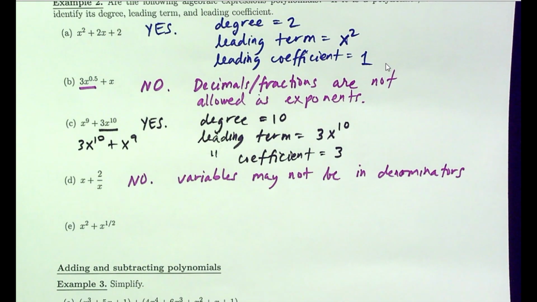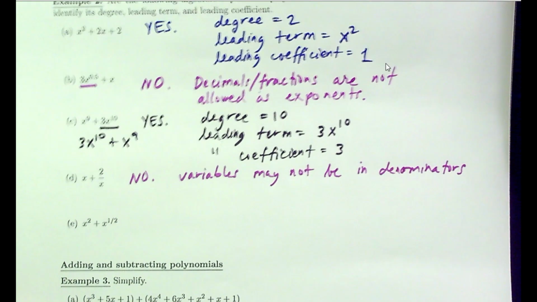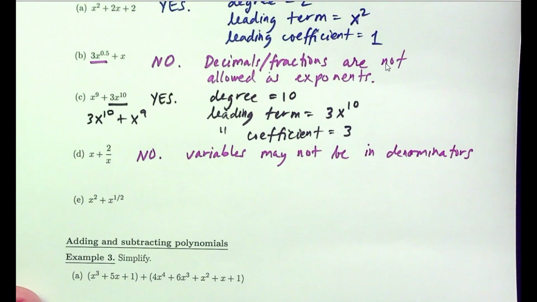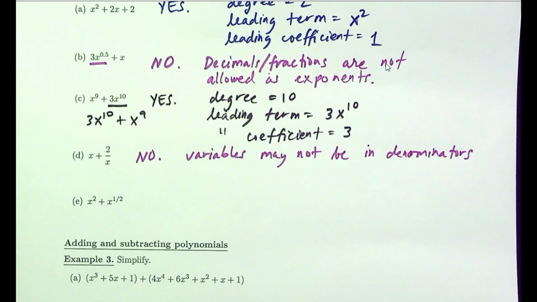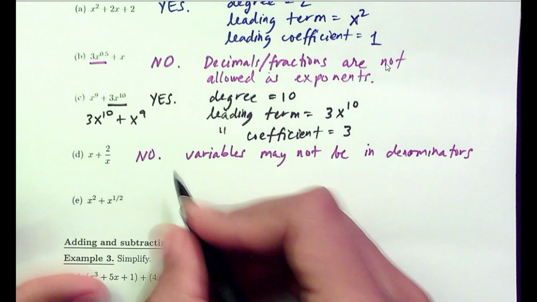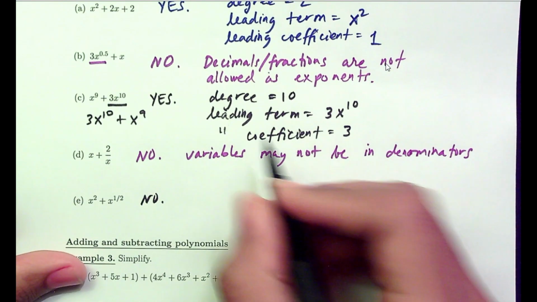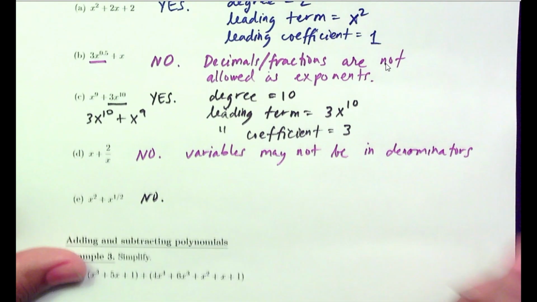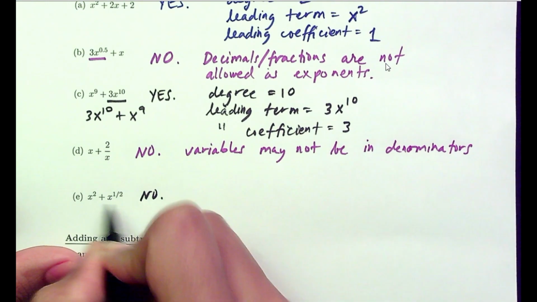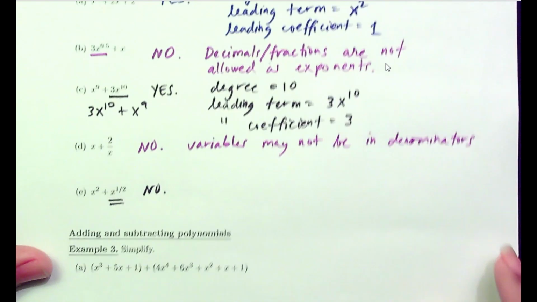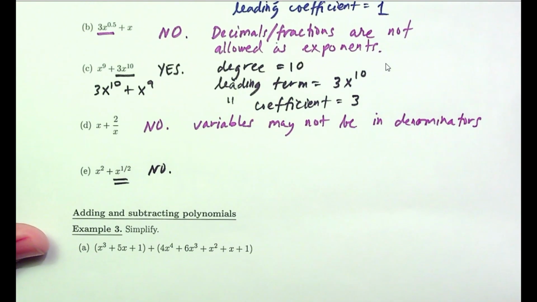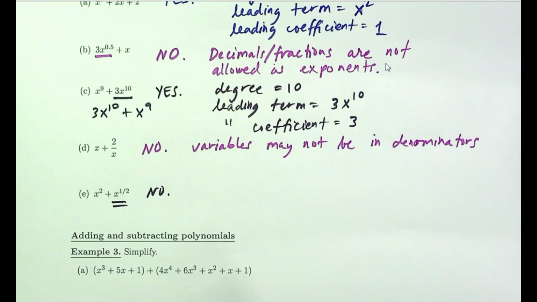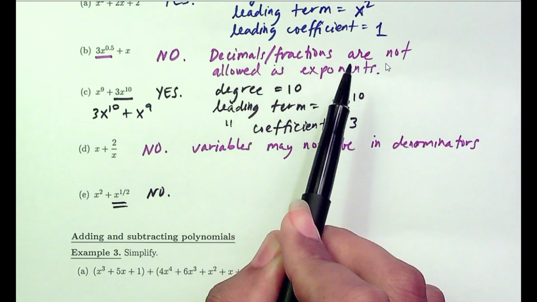Okay, and then the last one. Is that a polynomial, yes or no? X squared plus x to the 1/2. If you said no, then you are right. Fractions or decimals are not allowed as exponents for the variables. So the one term that ruins that is that one. That's not allowed. So it's the same explanation as this one, so I'm not gonna write it again.